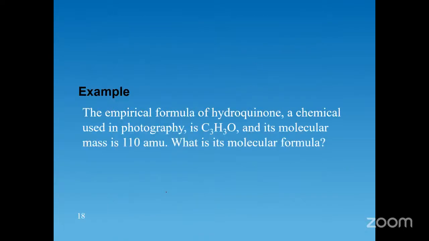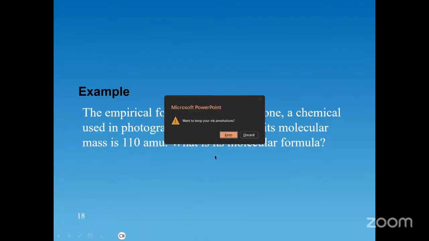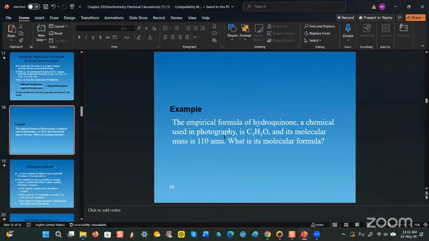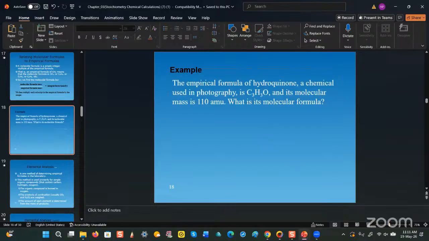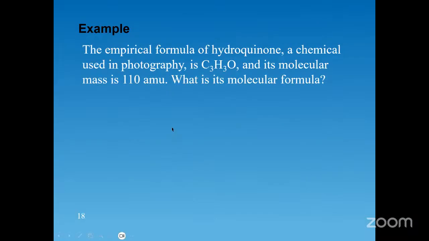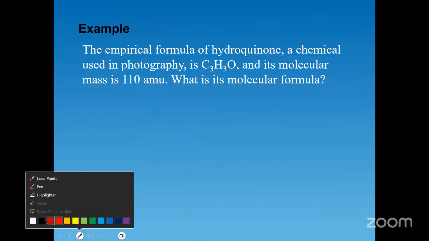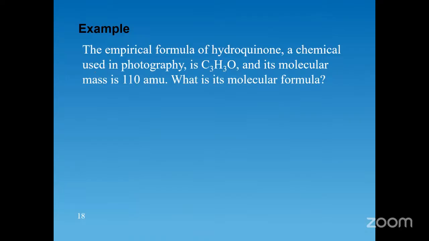In this example, they gave us the empirical formula for this compound, hydroquinone, C3H3O. And it gives you the molar mass, or the molecular mass, as 110 AMU, right? So the question is asking for the molecular formula. Let me move this up further. Okay. So basically, we need to find the empirical mass. The empirical mass is based on the empirical formula, which is given right here, right?